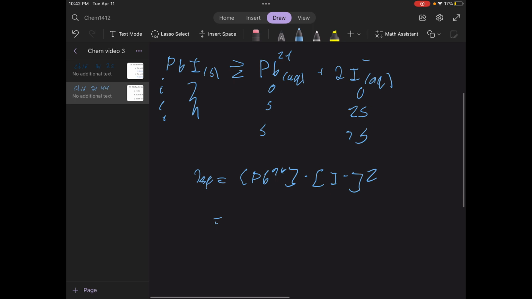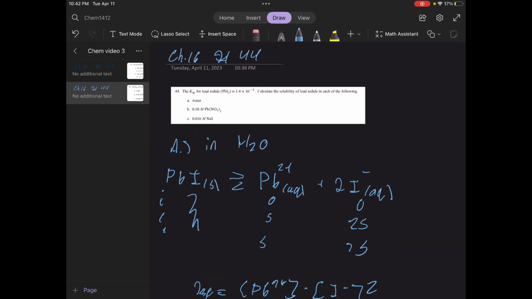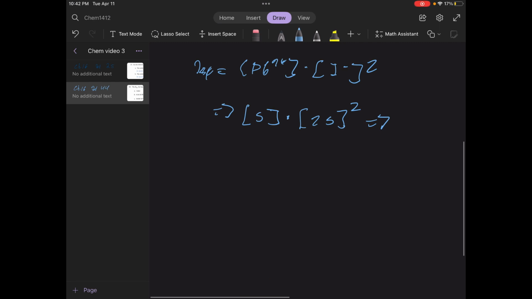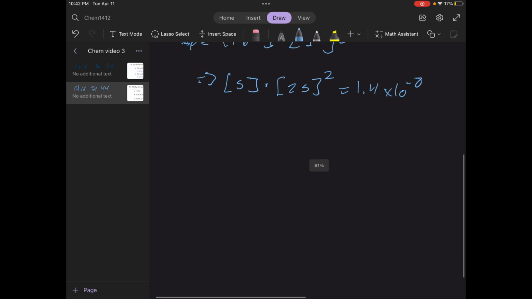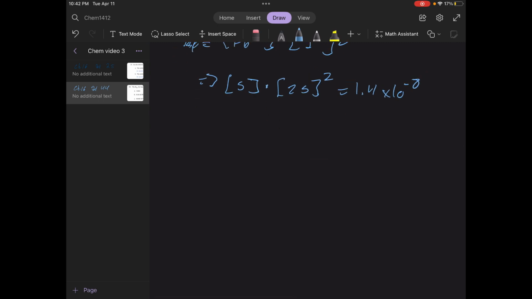Here we plug in our values, so we know that it's going to be S times 2S squared is equal to, and here above our Ksp is given, 1.4 times 10 to the negative 8, so it's going to be equal to 1.4 times 10 to the negative 8. And plugging all the values into our calculator, our S should equal 1.5 times 10 to the negative 3.